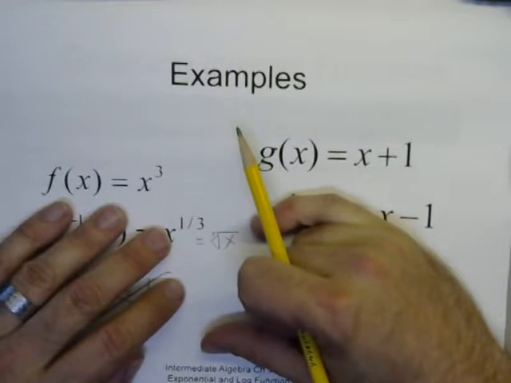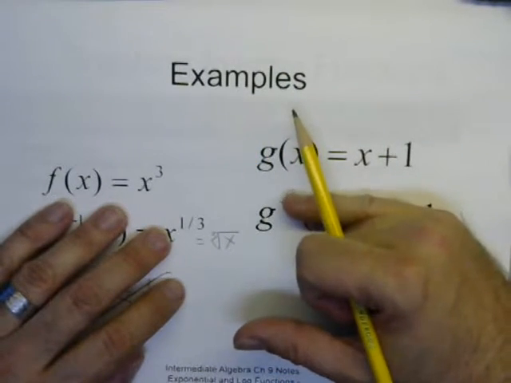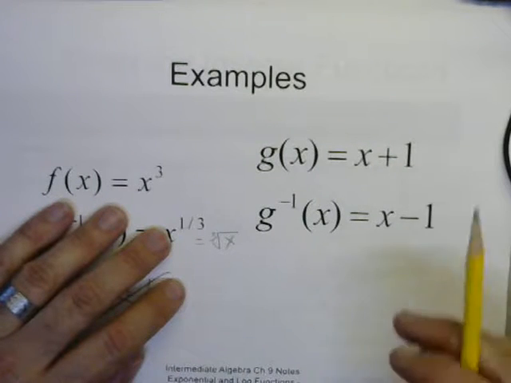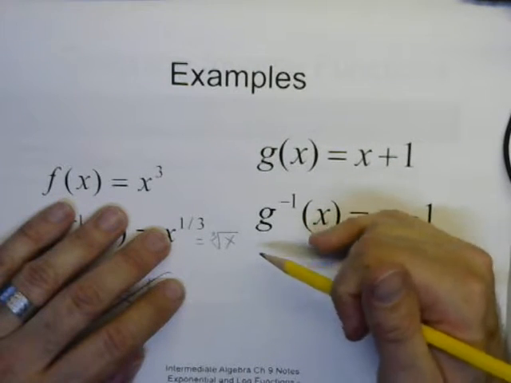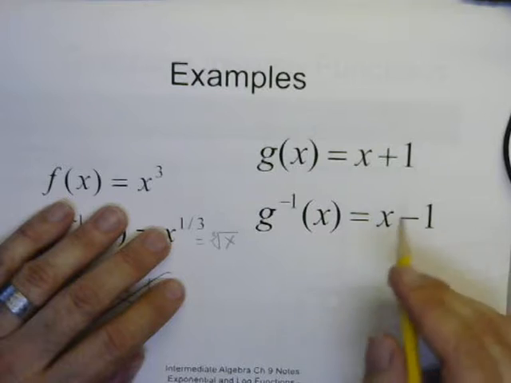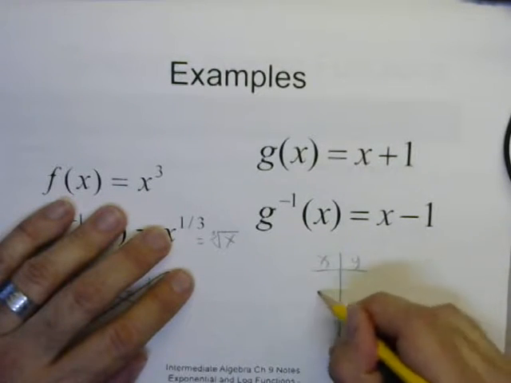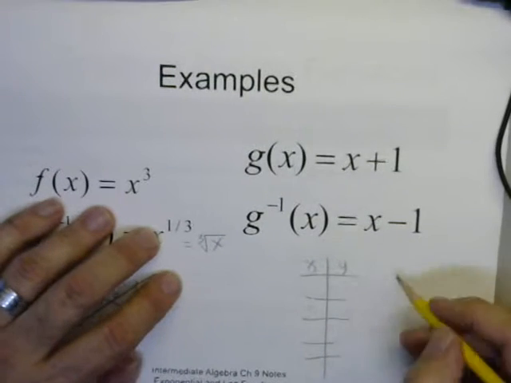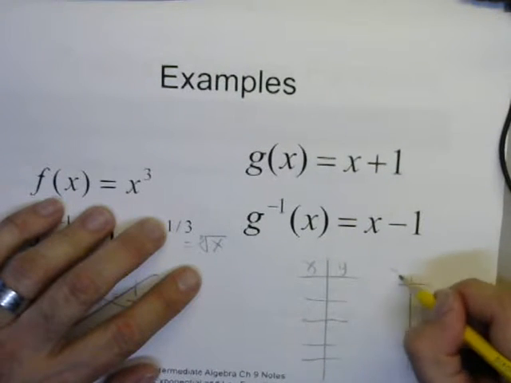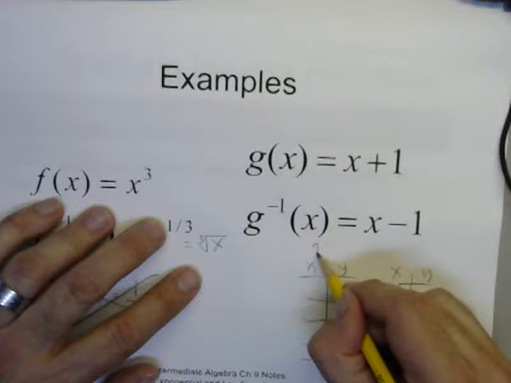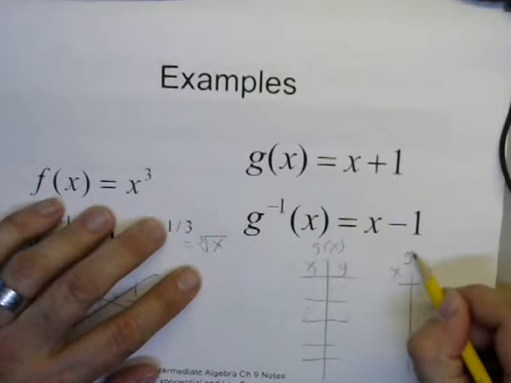Here's another function. If you have the function that adds 1 to everything you feed in there, again, what do you think the opposite function would be? Well, probably the function that subtracts 1 from everything. And again, you can check that by doing an x y table and seeing if things reverse. So this would be for g of x, and this would be for g inverse of x.